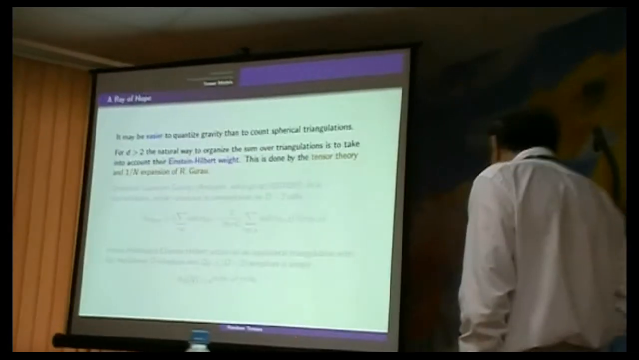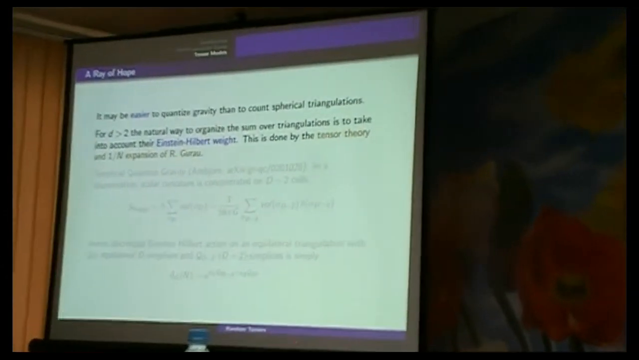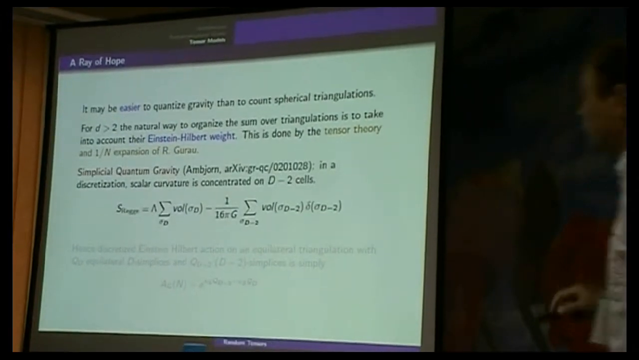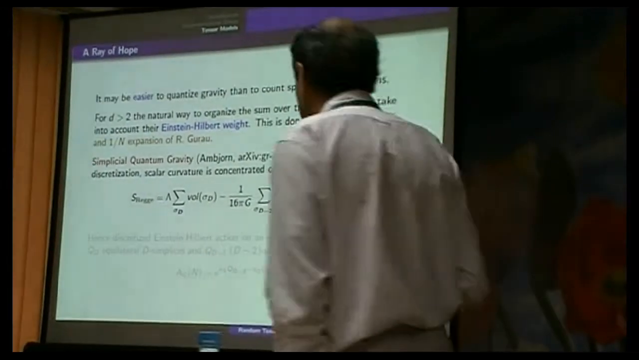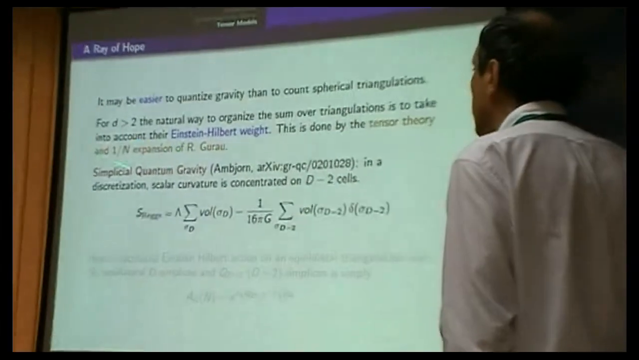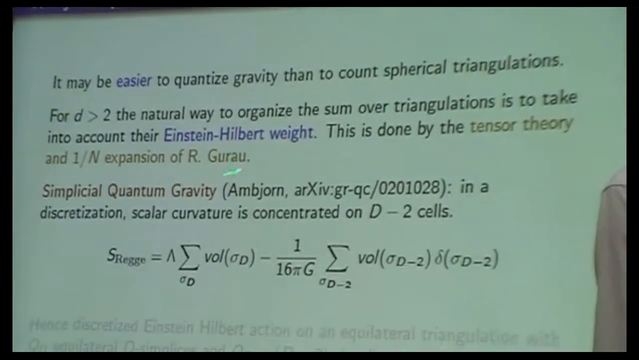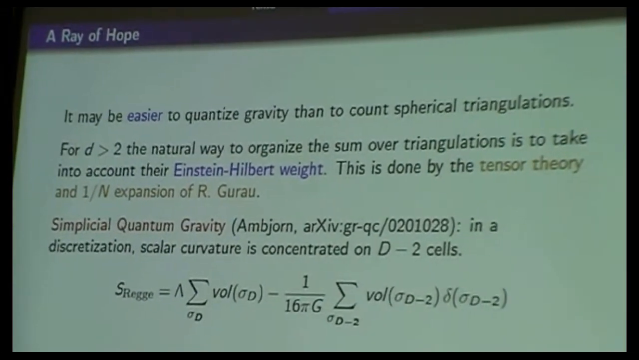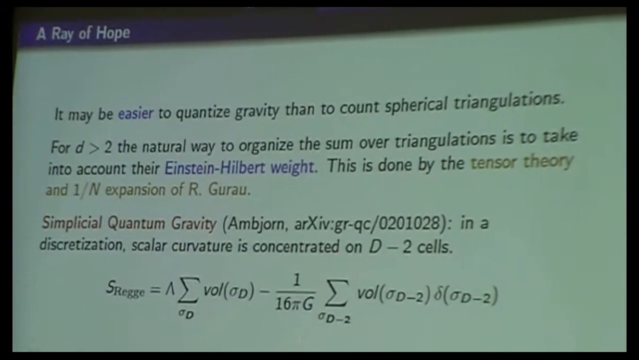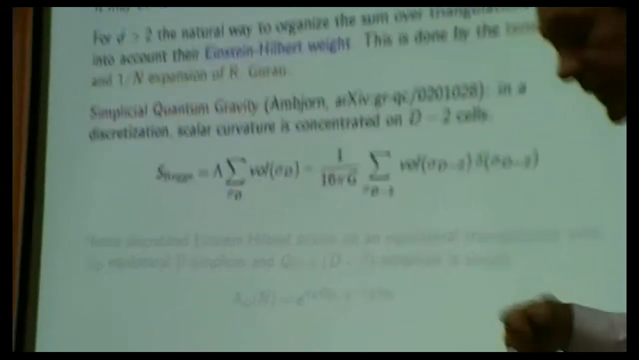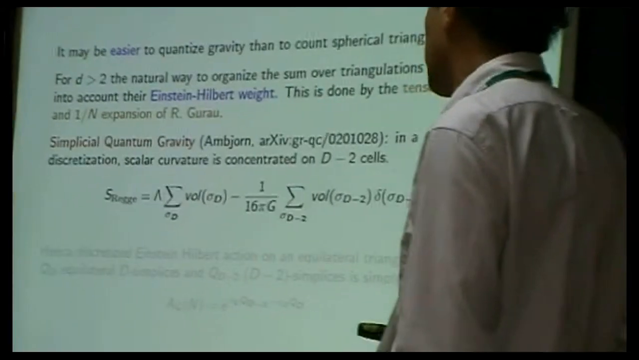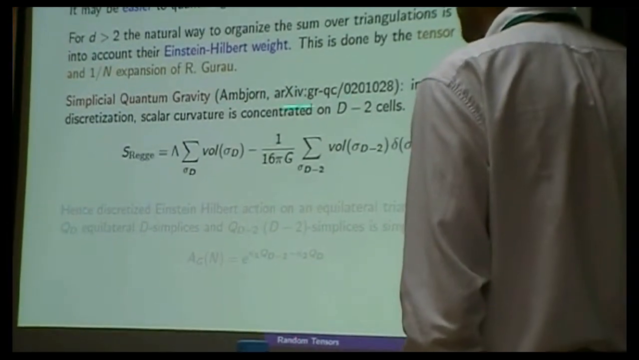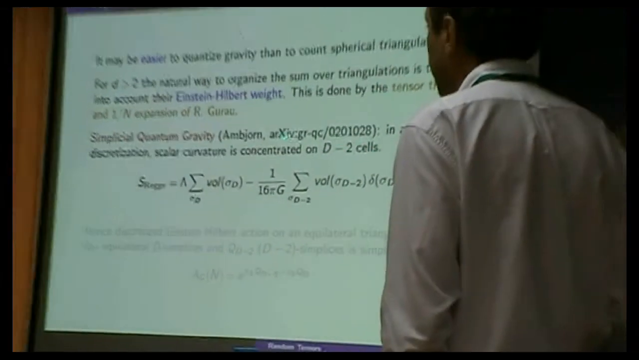So then it is possible. The theory of Gurau gave us a ray of hope because of the following thing. There is a 1 over N expansion in the tensor invariants found by Gurau, and this 1 over N expansion is exactly related to the discretization of the Einstein-Hilbert action plus cosmological constant. This was known, for instance, by Ambjørn and others more than 10 years ago.